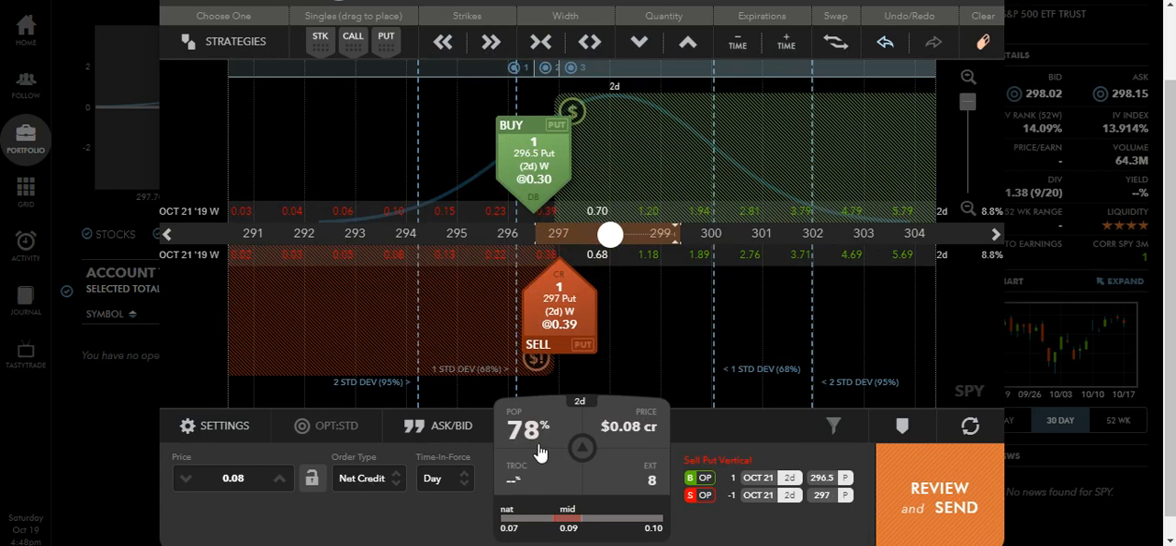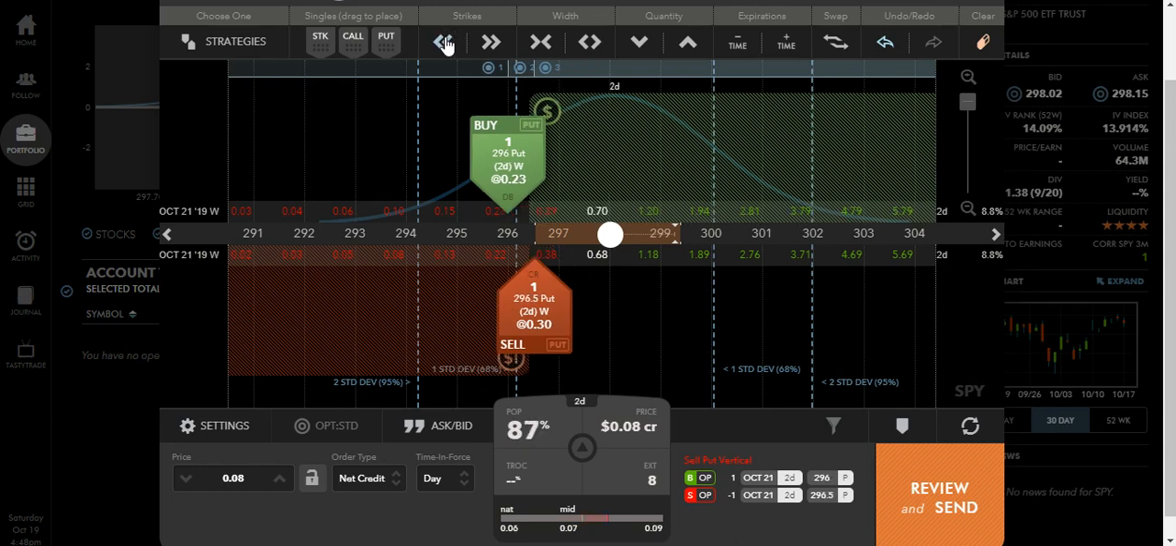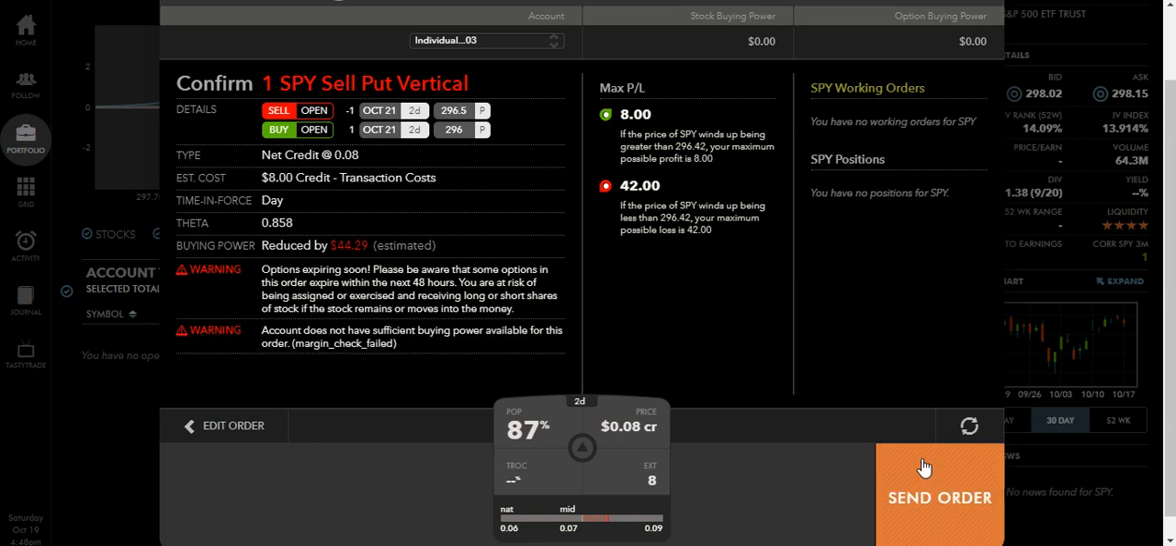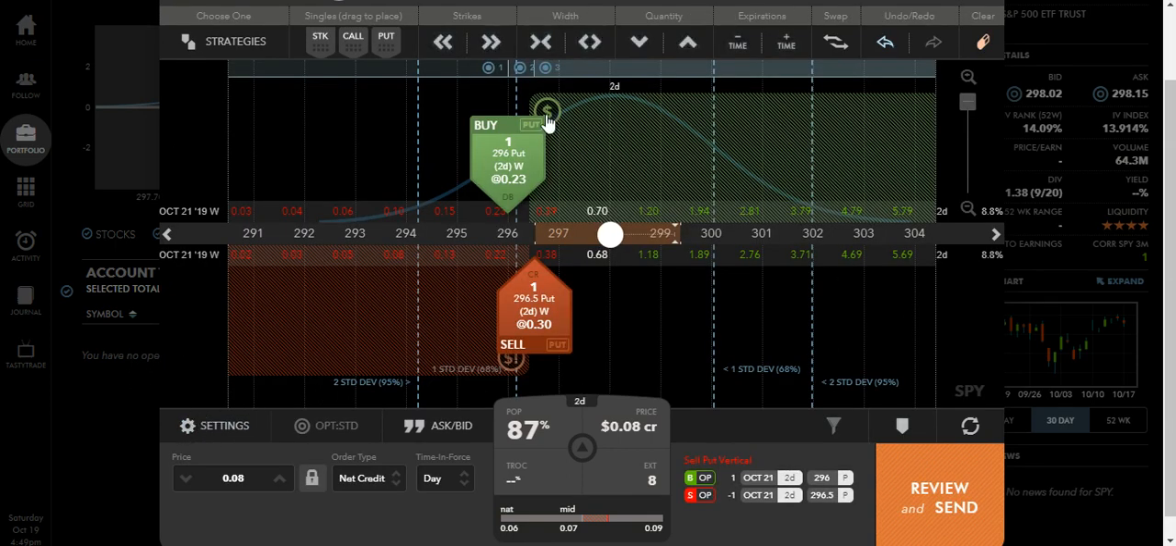78, if you have a bigger account, I mean, if you're trading with thousands of dollars or hundreds of thousands of dollars, people like that, they're moving out to 87%, because they can make thousands of dollars, even though this is only paying $8 on a $42 risk. If you're playing with thousands of dollars, $8 starts turning into a pretty good return.